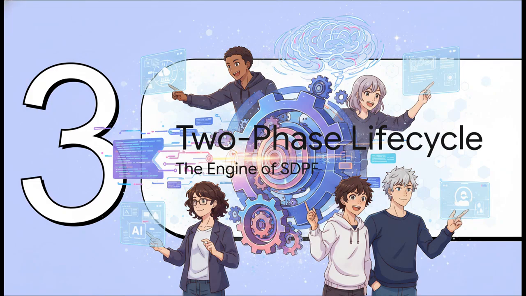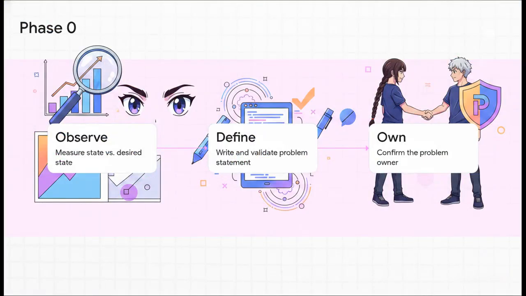This is essentially the engine of SDPF. So what does this actually look like in practice when a developer sits down to build something? How do we move from these high-level pillars to executable software? Let's take a look. The framework operates in 2 very distinct phases, and it explicitly demands that Phase 0 must be completed before Phase 1 even begins.